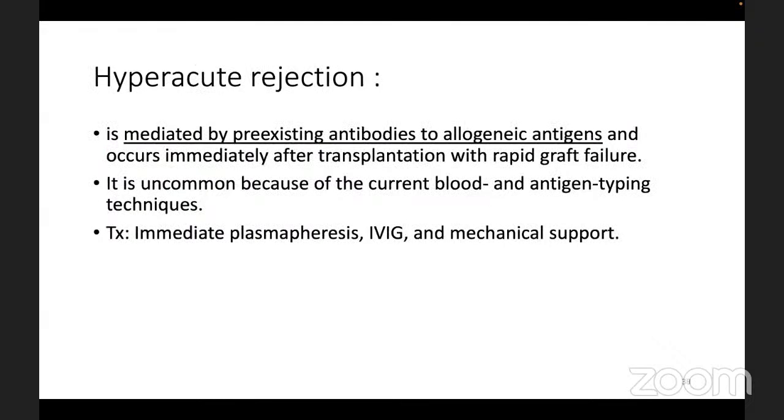Hyperacute rejection is mediated by pre-existing antibodies to allogenic antigen, and it occurs immediately after transplantation with rapid graft failure. It's uncommon because of the current blood and antigen typing techniques. Treatment is immediate plasmapheresis, IVIG, and mechanical support.